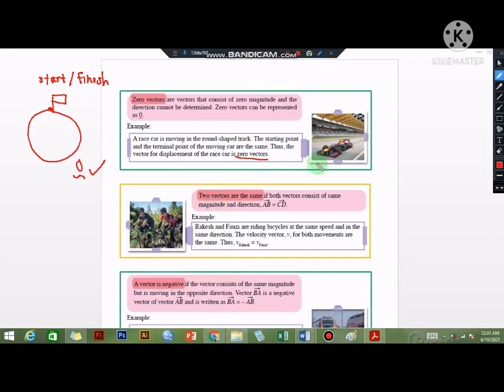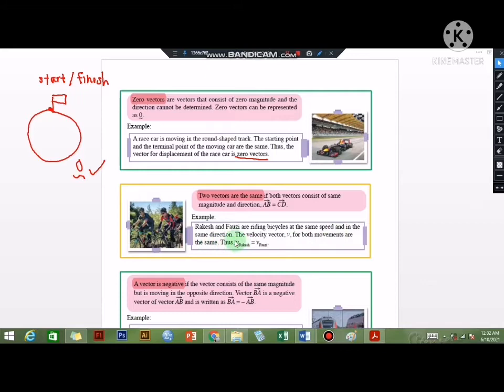Two vectors are the same. Two vectors are the same if both vectors consist of the same magnitude and direction. Like this: vector AB is equal to vector CD. Let's look at the example. Rakesh and Fauzi are riding bicycles at the same speed and in the same direction. The velocity vector V for both movements is the same.